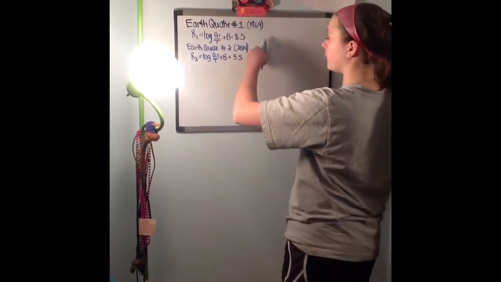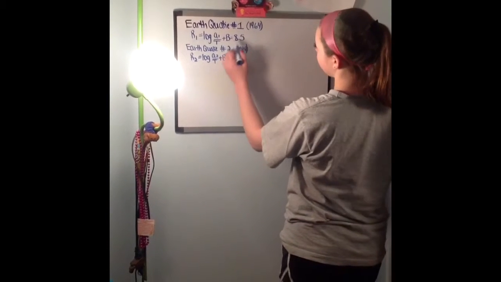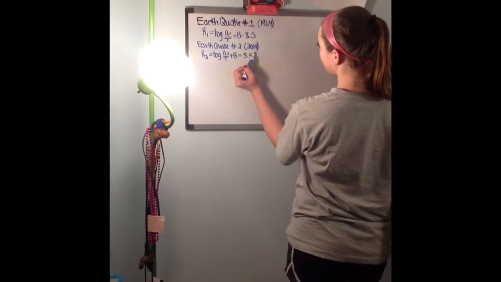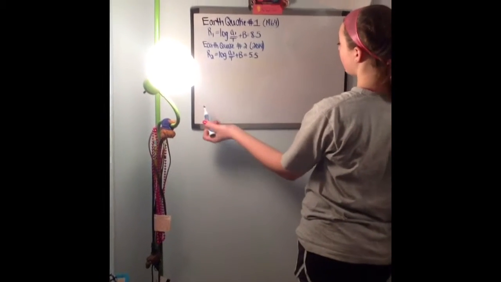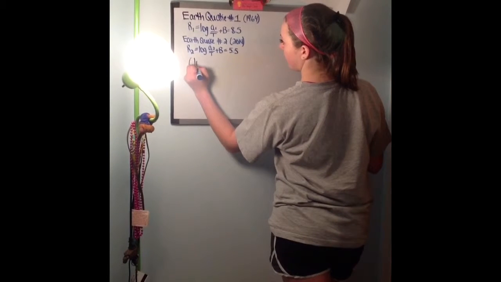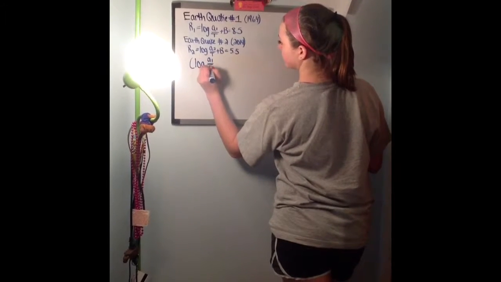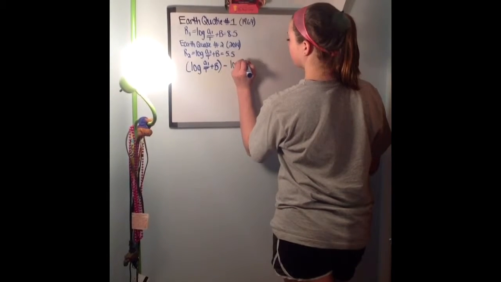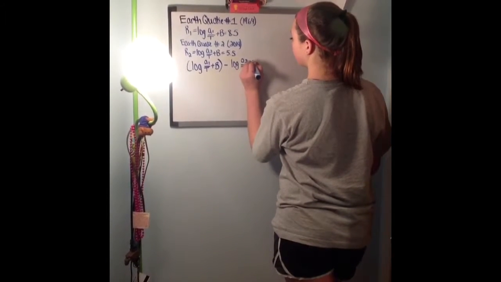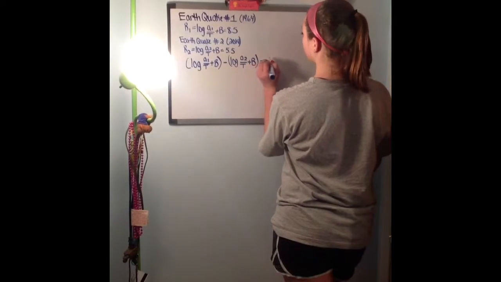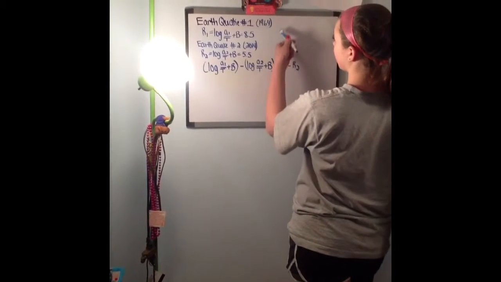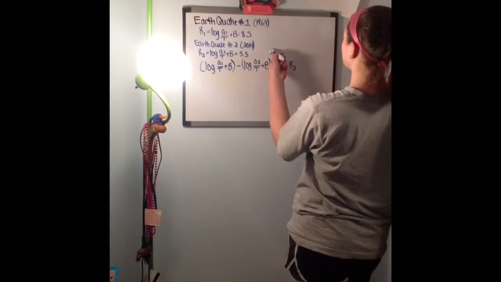Yeah, that sounds awesome. So we know that earthquake number 1, which was in 1964, was an 8.5 on the Richter scale. We also know that earthquake number 2, which was in 2014, was a 5.5 on the Richter scale. So we're going to use this equation, log A1 over T plus B minus log A2 over T plus B equals R1 minus R2 to find out the worstness of earthquake number 1 compared to earthquake number 2.